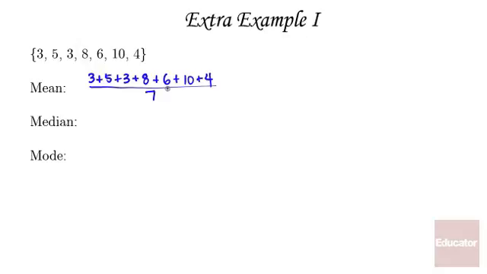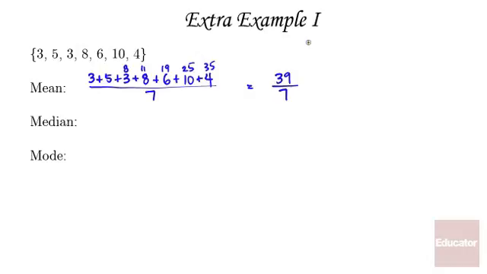7 numbers. Okay, so 3 plus 5 is 8, plus 3 is 11, that's 19, that's 25, that's 35, and that's 39. So it's going to be 39, that's the sum, divided by 7. You can either leave it like this as long as it doesn't simplify, as long as there's no factors that go into 39 and 7, you can just leave it as an improper fraction.